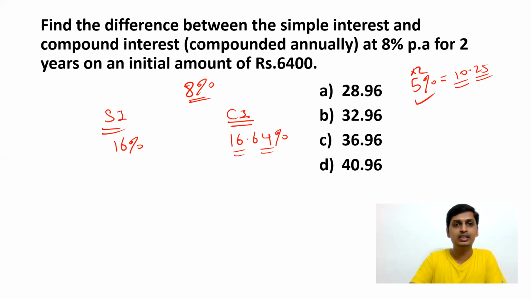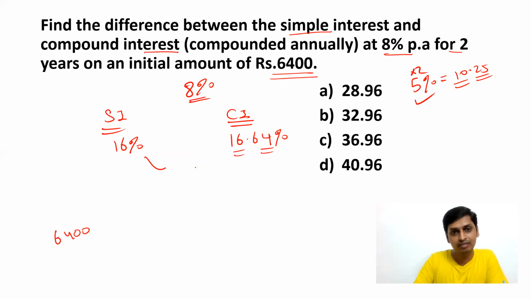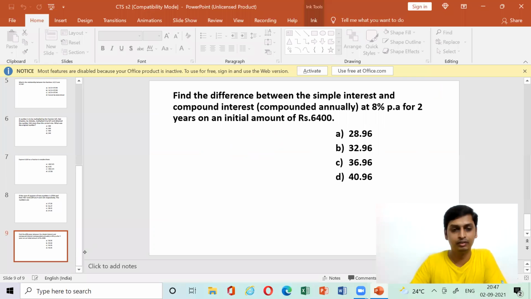Now it is given, find the difference between simple interest and compound interest at 8% for 2 years for the initial amount 6,400. For 6,400 rupees, you have to find the difference between simple and compound interest. What is the difference for 8% for 2 years? That is 16.64 minus 16, you get 0.64.